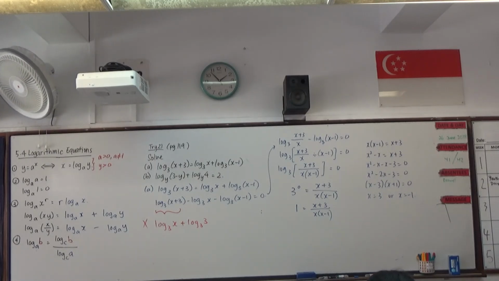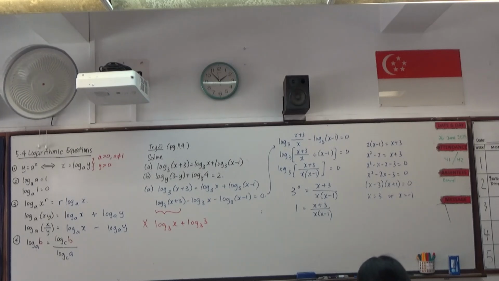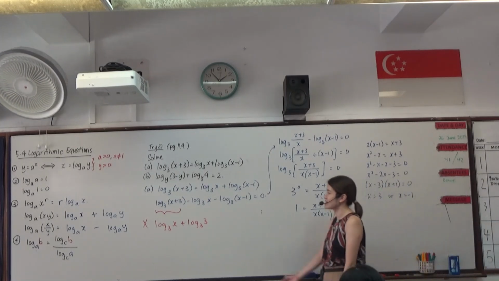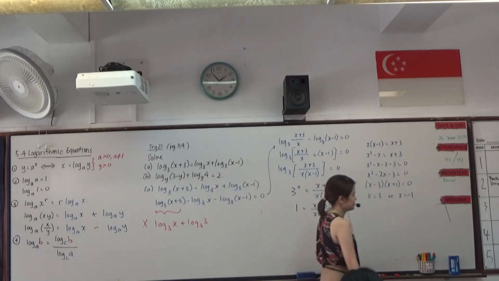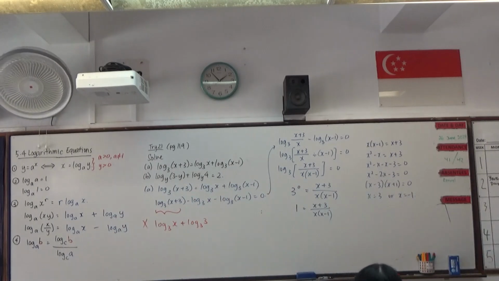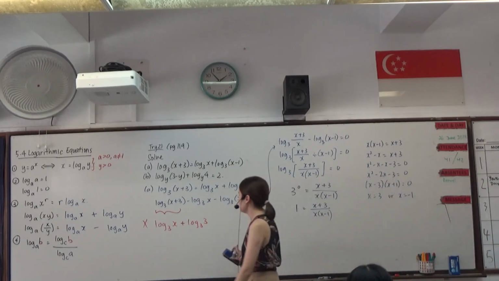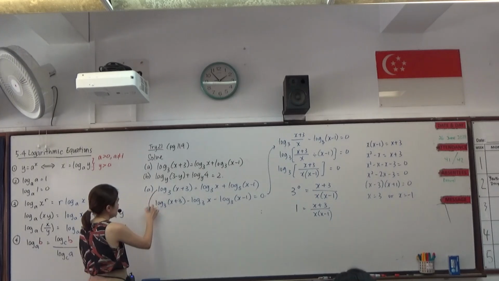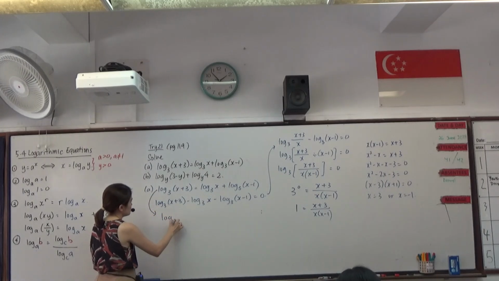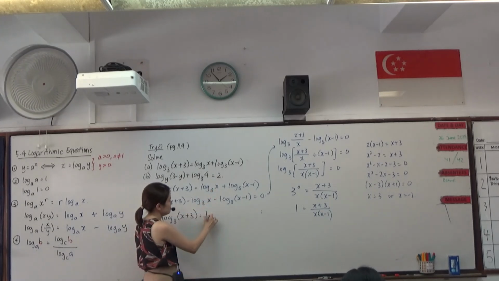But I want to say I wouldn't have approached the question in the same manner as what Eden has done. I wouldn't have brought all the logarithms to one side. It's not necessary, isn't it? Actually, I erase this. What I would have done is that I just combine these two.